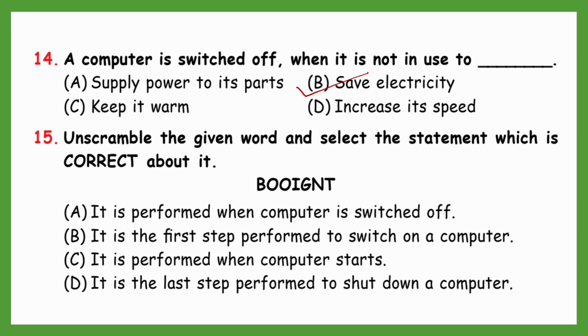Unscramble the given word and select the statement which is correct about it. So, a word is given, we have to unscramble the given word. See, the unscrambled word is booting. So, here some options are given. Option A, it is performed when computer is switched off. Then option B, it is a first step performed to switch on a computer. Then option C, it is performed when computer starts. Then option D, it is the last step performed to shut down a computer. So, what is the correct answer?